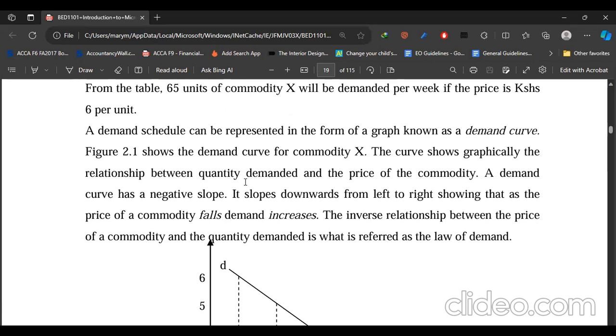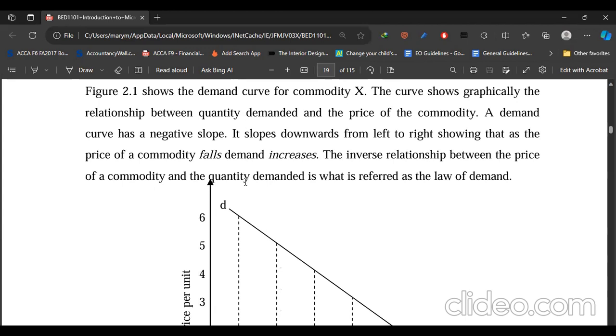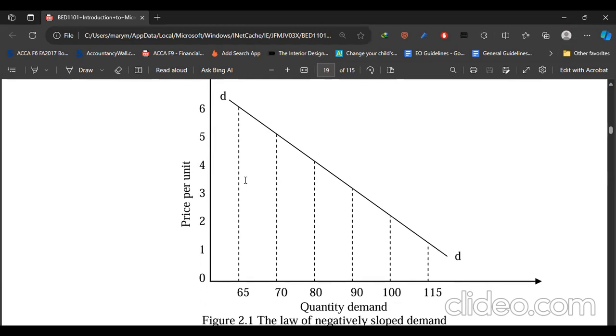It slopes downward from left to right, showing the inverse relationship between the price of a commodity and the quantity demanded, what is normally referred to as the law of demand. And that is very straightforward, and you can see it. When the price is at 65, you can look at the demand. The demand is too high compared to when the price of a commodity is at 115 shillings, where you can see the demand is too low. That is the difference in the analysis of the law of demand.